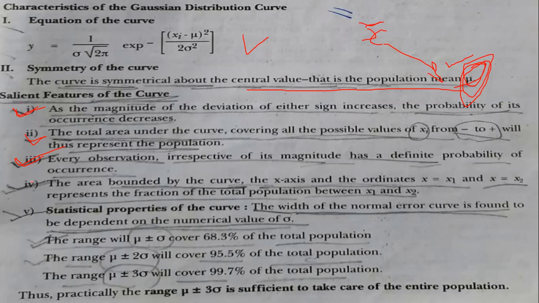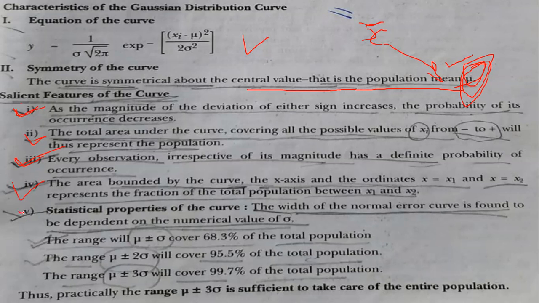The area bound by the curve, the x-axis and the ordinates x equal to x1 and x equal to x2 represents the fraction of the total population between x1 and x2.